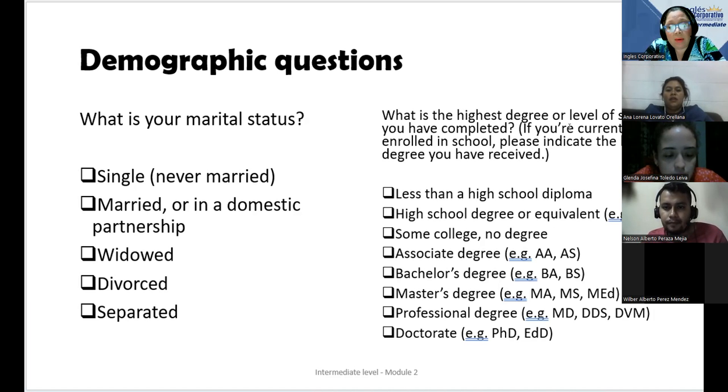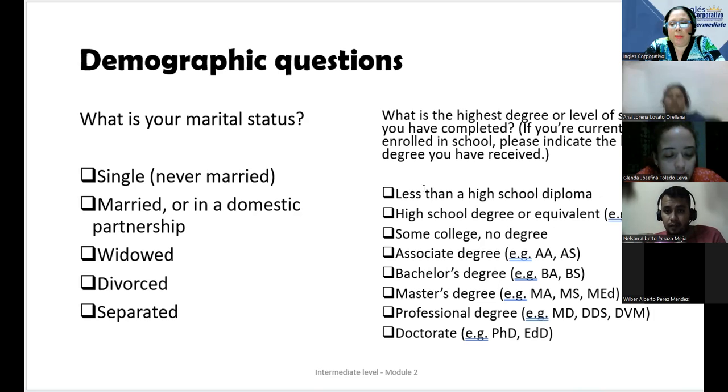If you're currently enrolled in school, please indicate the highest degree you have received. O sea, aunque usted esté a la mitad de la otra carrera, o a la mitad del siguiente nivel, póngame el previo, que ha completado. Eso es lo que estamos diciendo acá. Y de aquí vamos a ver todas las variaciones que hay de los títulos. Espero que los conozcan un poquito. No son igual a los nuestros, los de nosotros son mucho más simplificados, porque estos son bien generales. Vale, pero comencemos.